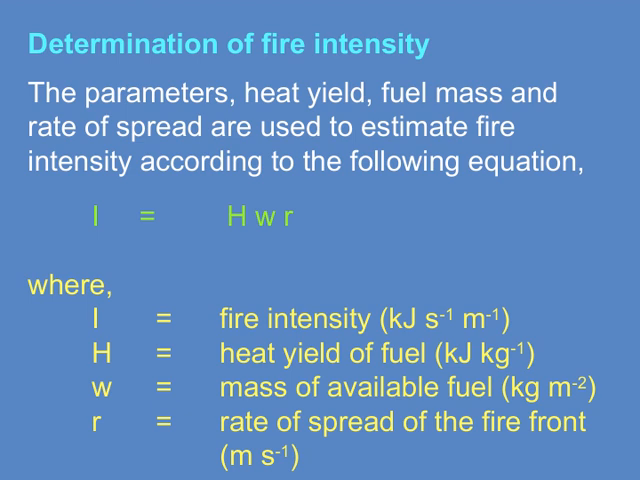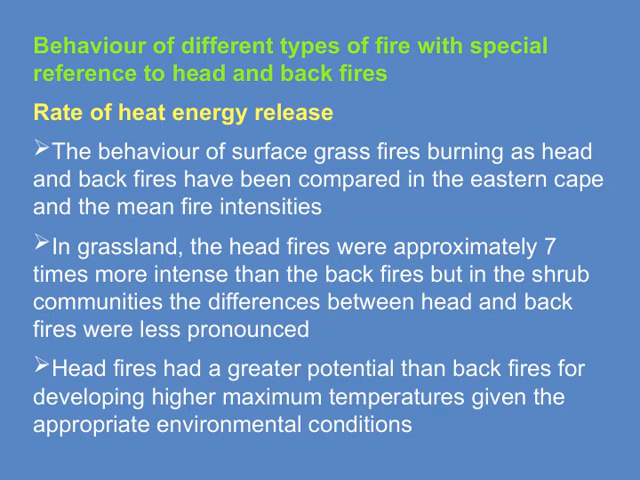What's important to understand is that each of these parameters influences the overall fire behavior. A higher heat yield, more fuel, or a faster spread rate all contribute to a more intense fire. This formula helps us quantify that intensity, which is crucial for understanding fire dynamics and planning appropriate mitigation or response strategies. So, by analyzing these parameters together, we gain a clearer picture of the fire's potential impact and behavior across different environments.